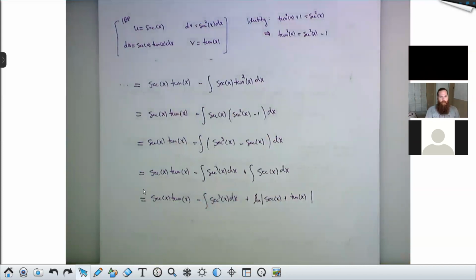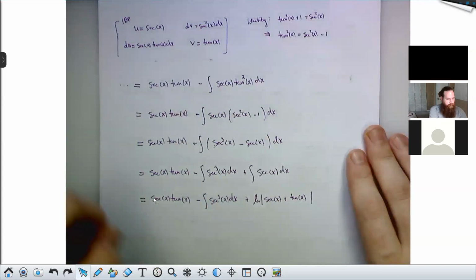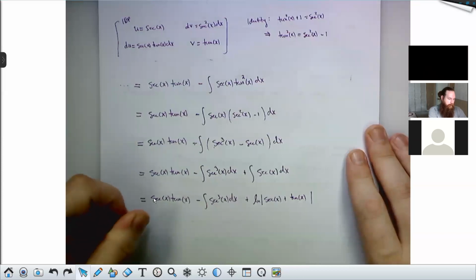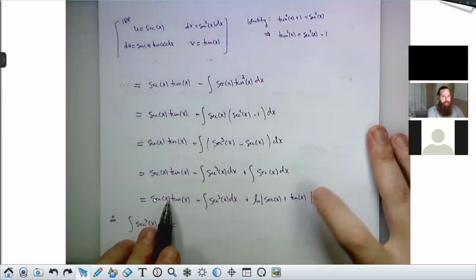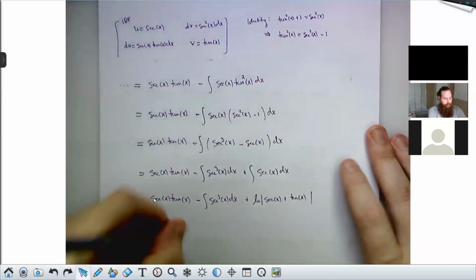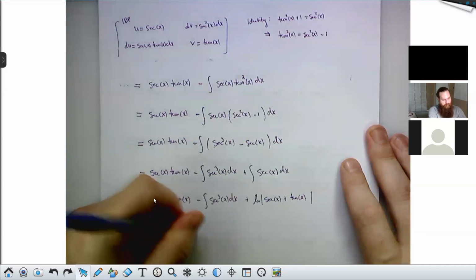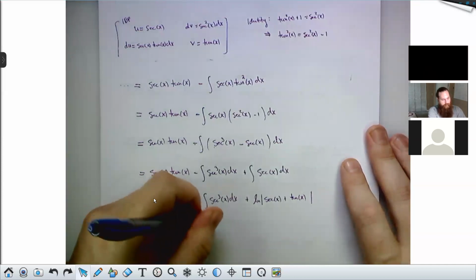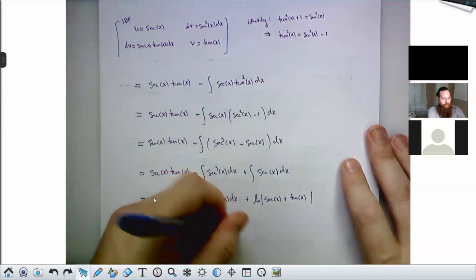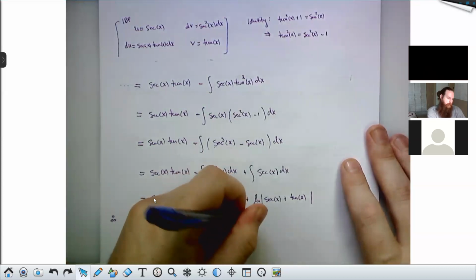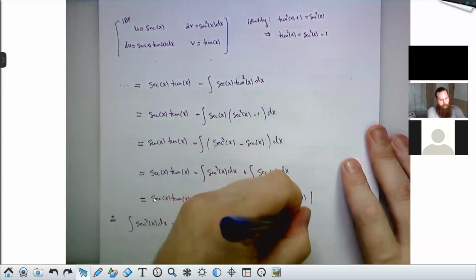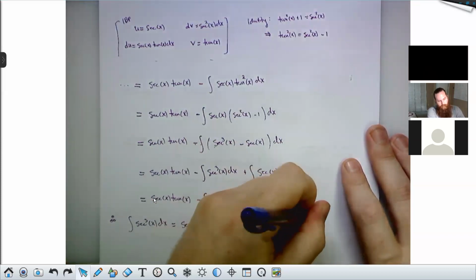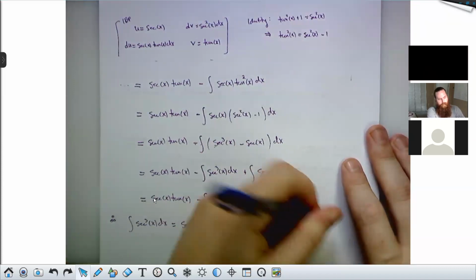Remember what all this is equal to. All this is equal to the integral of secant cubed. So let me write that in a single line. Integral secant cubed x dx equals, I'm going to put these two pieces out front and then minus this. So I'll have secant x tangent x plus the natural log of secant x plus tangent x minus the integral of secant cubed x dx.